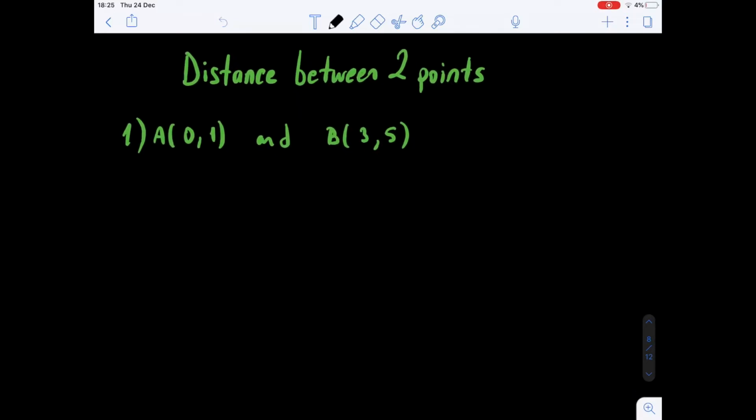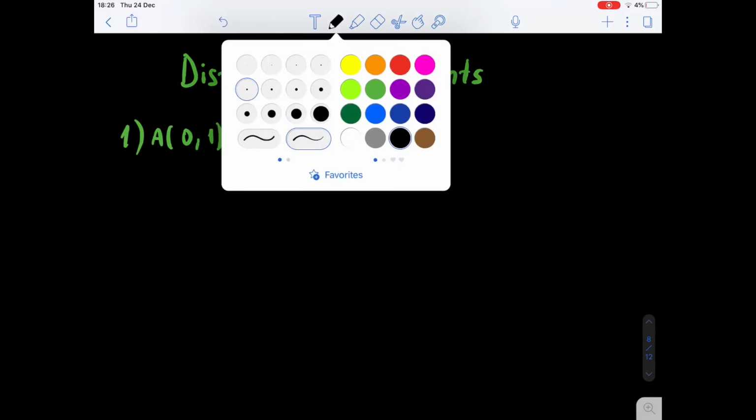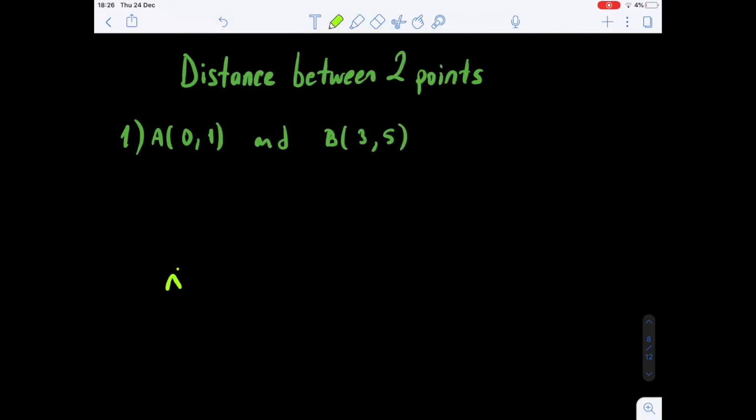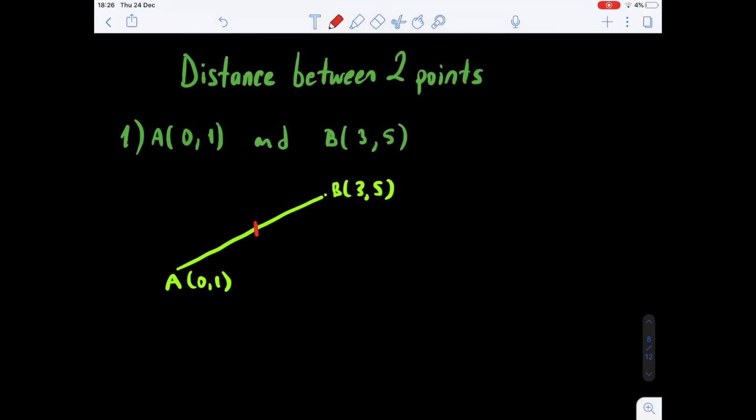I'm going to start with this one, point A here. Point A is 0 and 1. Point B is 3 and 5. And the distance between point A and B. This is the first question, so I'm solving a little bit slowly right now.